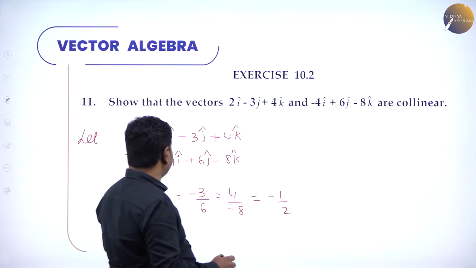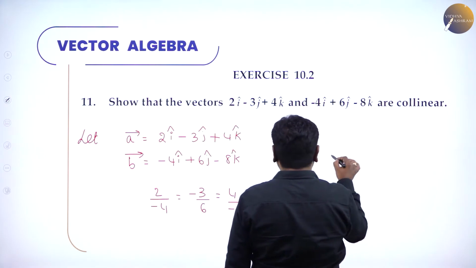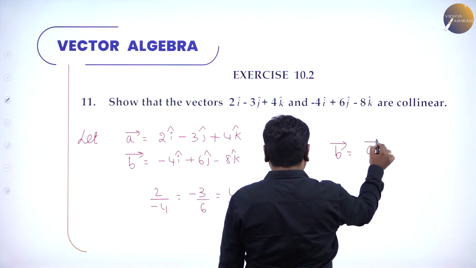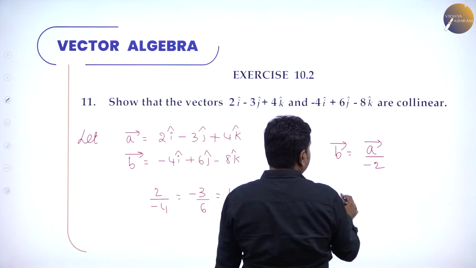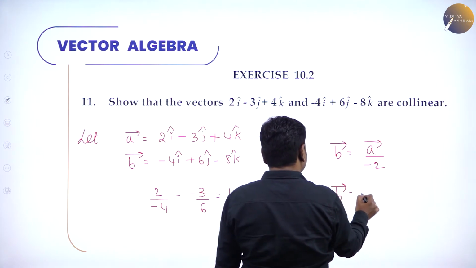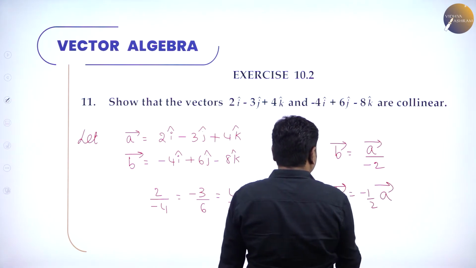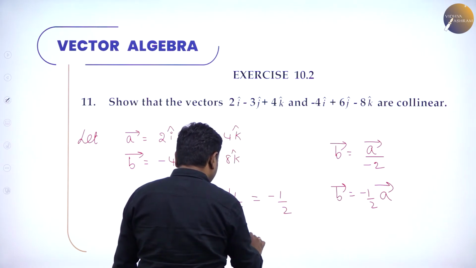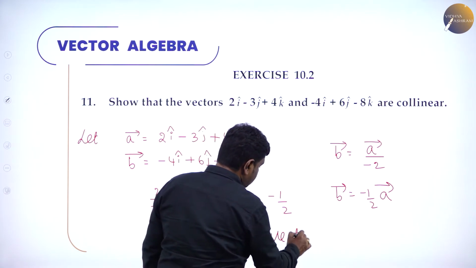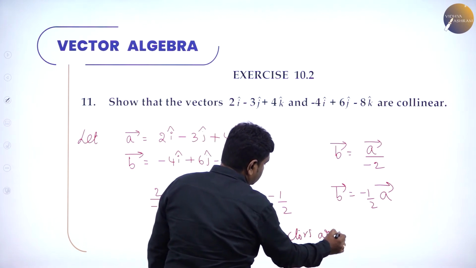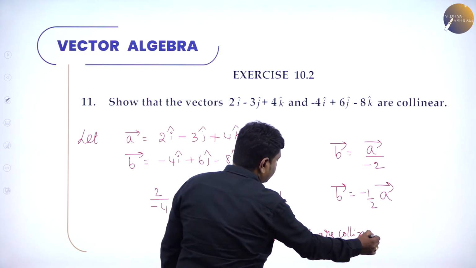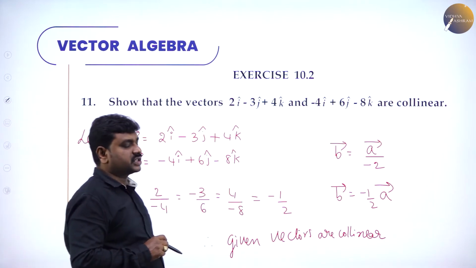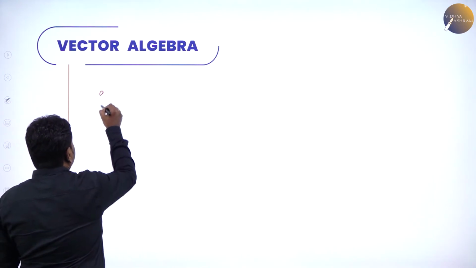So therefore, you can write vector B is vector A by minus 2, or vector B is minus 1 by 2 times vector A. So therefore, the given vectors are collinear. When can you say two vectors are collinear? For parallel or collinear, direction ratios should be proportional. Here, when you divide, you are getting the same. So please make a note of this.